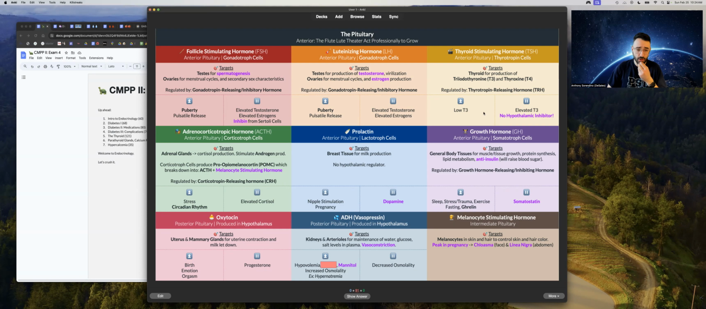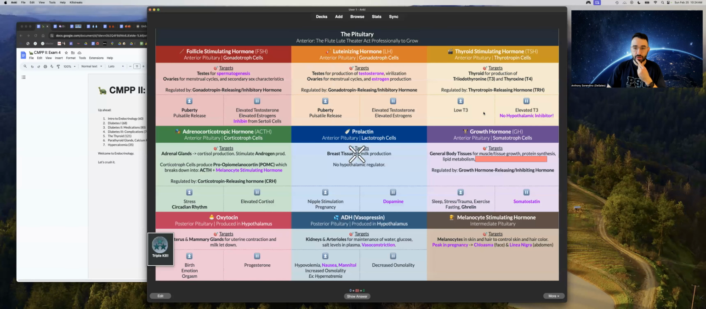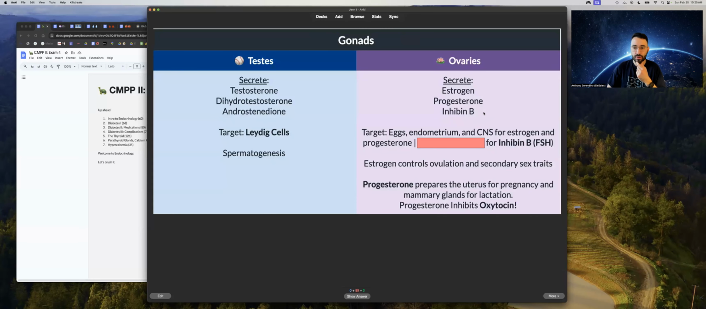Hypovolemia, nausea, mannitol. The way I think of nausea is, the body's almost like we're probably about to lose some fluid via vomiting, so we should probably hold on to some water. That's probably why that works. Paracrine, neighboring cells, somatostatin. This is just another example of paracrine. Oh, histamines. General lipid metabolism. Anti-insulin, yeah, again, really important there.